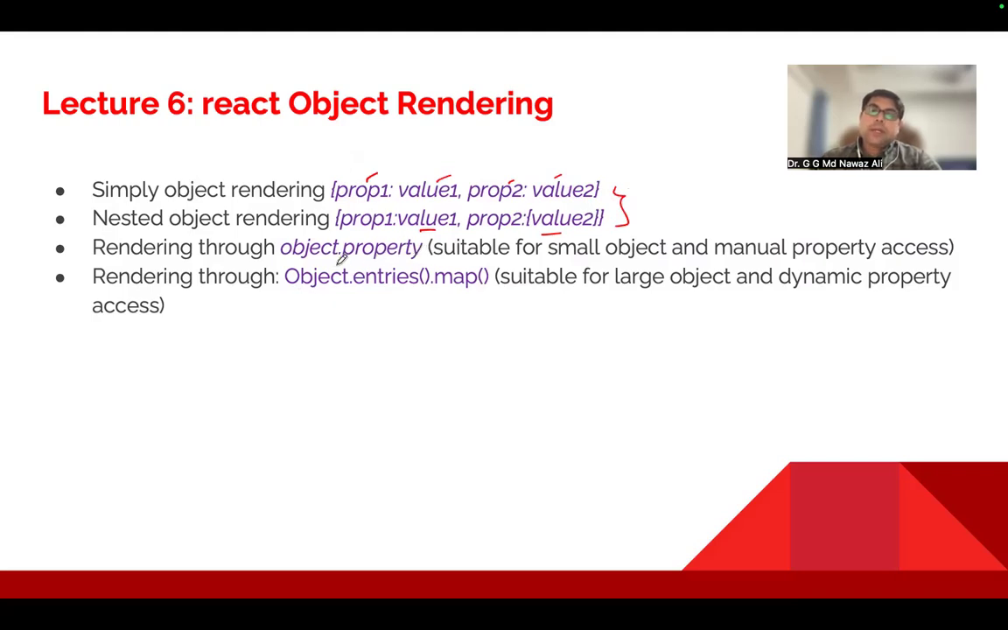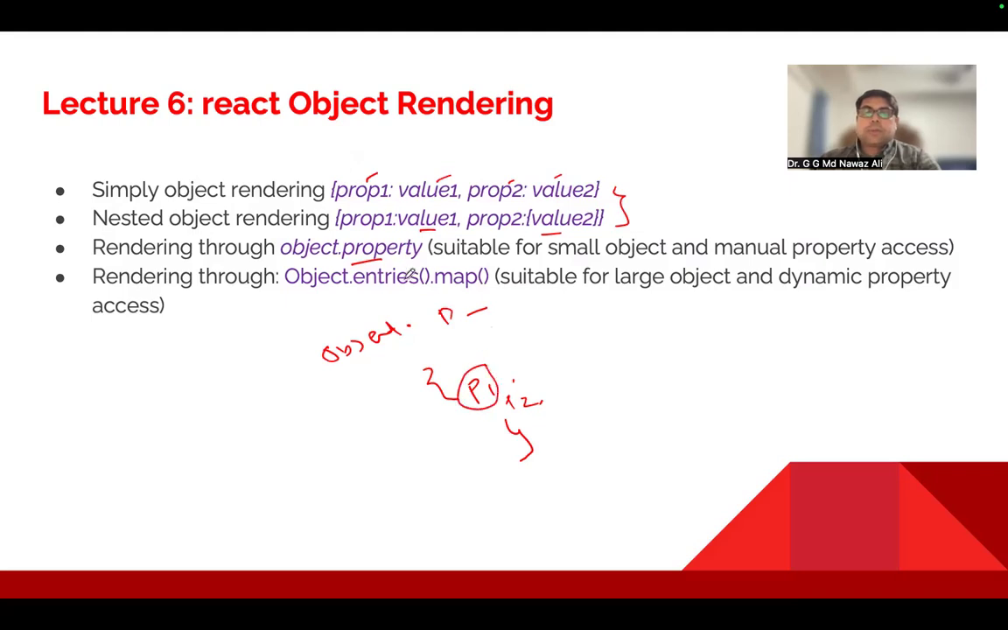One is direct property access with the property name, so object dot property name, and then you can access it. This is suitable when you don't have so many properties inside your object. You have property one, property two, and if you don't have many, then it's fine. But sometimes maybe you have more properties, and then you don't want to access them directly.